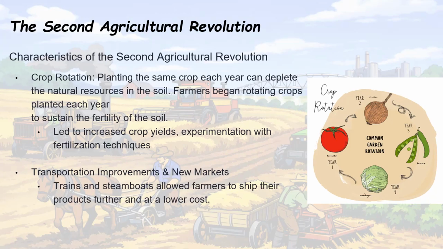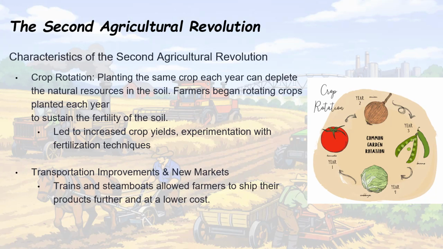fertility. Some plants pull nutrients out. Others, like legumes, help put nitrogen back in. It's basically giving the soil a recovery arc. And the result? Increased crop yields, healthier soil, even experimentation with fertilization techniques to boost production even more.